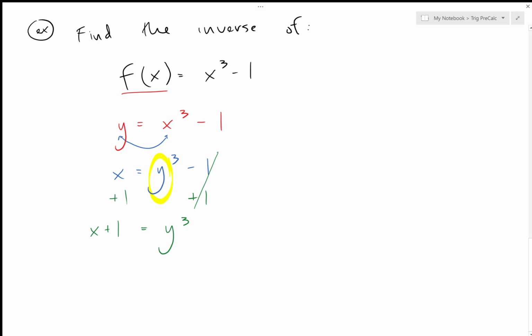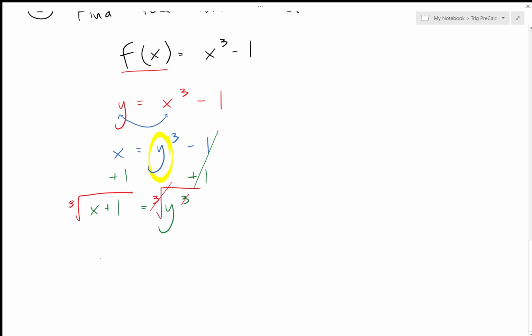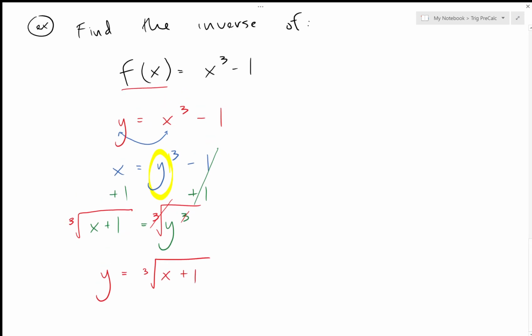Now if that was squared, the way we'd get rid of it is square root it, but since it's cubed, remember the wording to get rid of that is cube root. So the cube root and the 3 cancel each other out. But what I do to one side, I do the other, and I've got to do it to the whole other side. So we've got the cube root of x plus 1. So in the end, y equals the cube root of x plus 1. So just making sense of things. Up here, this is the original function. Down here, this is the inverse.